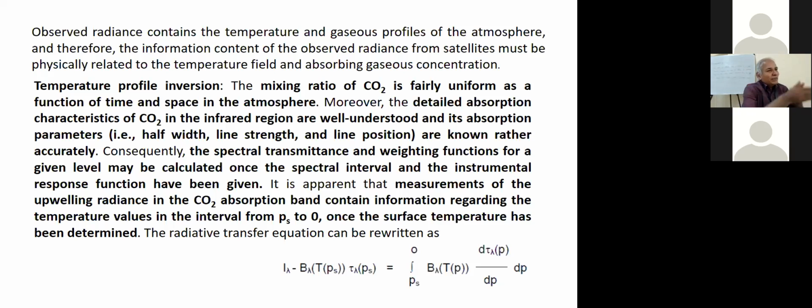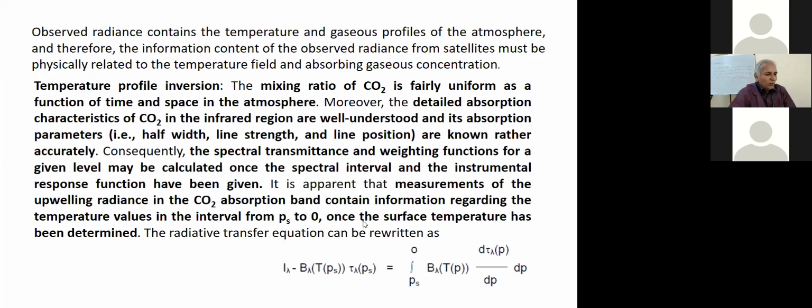At the center of the absorption band, the contribution has to come from the upper layers of the atmosphere. The contribution from the wings of the absorption band can come from the lower layers. So this is the essential philosophy. Obviously, I will need a constituent gas which is uniformly mixed, so its mixing ratio is known and its absorption characteristics are known. So I will know everything about the right hand side.